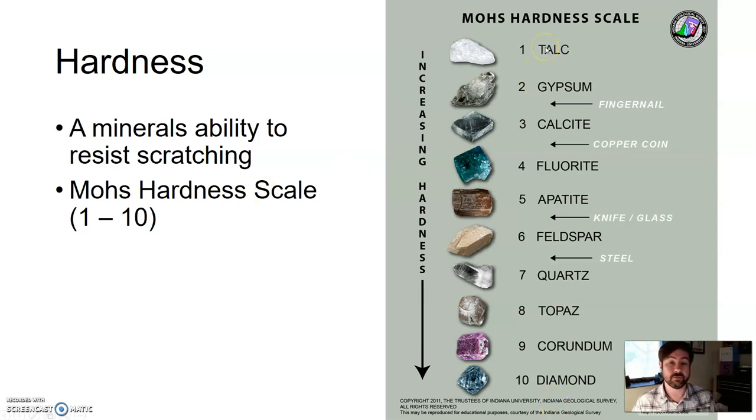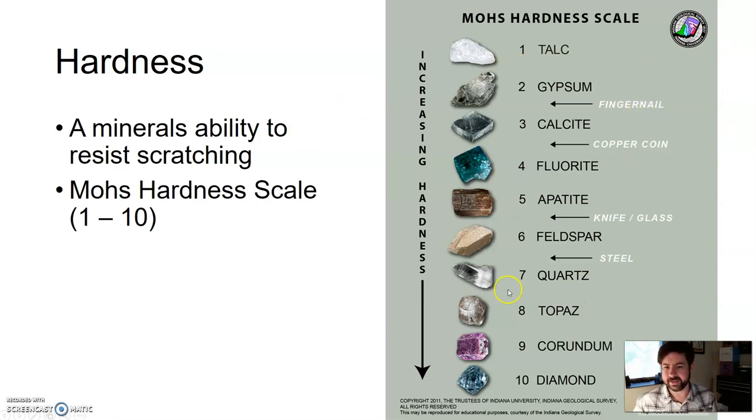So 1 being the softest mineral, meaning anything can cut this mineral. In fact, you can take your fingernail and just kind of scrape lines into it because your fingernail has a hardness on the Mohs hardness scale of 2.5, which is harder than talc. You can do the same thing with gypsum. But for instance, fluorite or quartz, you would not be able to scratch with your fingernail because it is softer than those things.